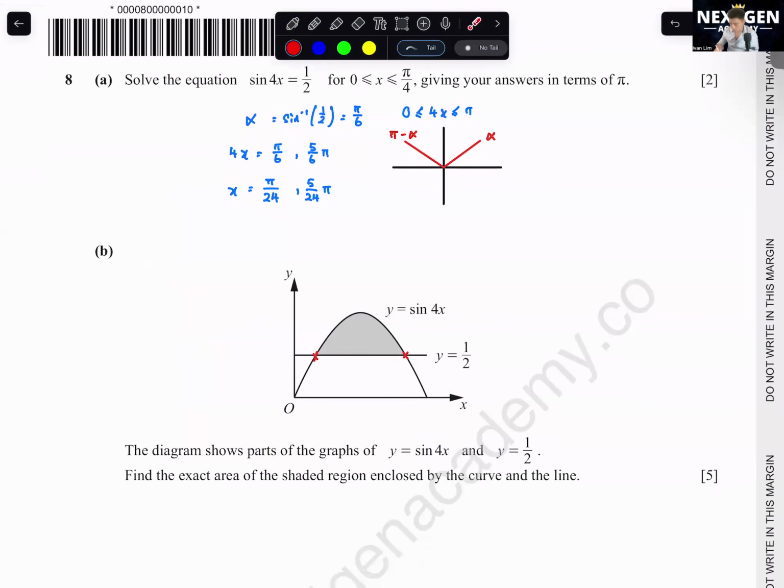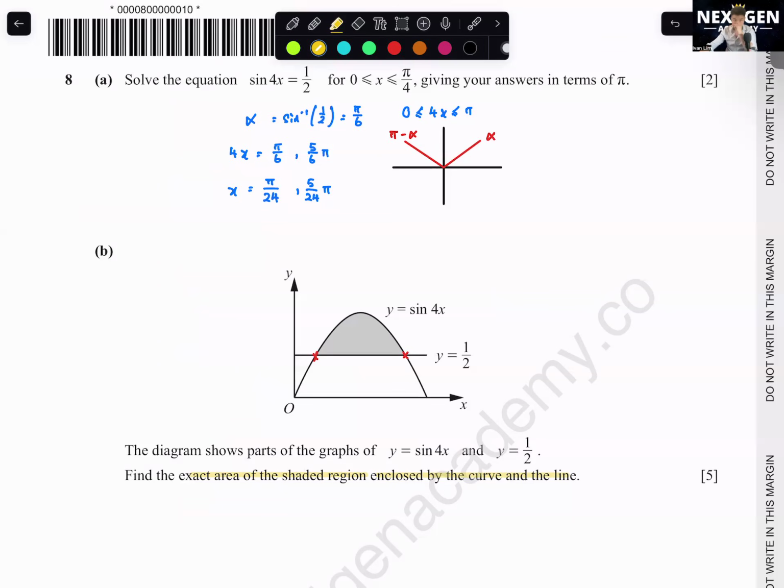Okay, question B. The diagram shows part of the graph y equals sine 4x and y equals 1 over 2. Find the exact area of the shaded region enclosed by the curve and the line. Exact area, so we will most likely leave it in terms of pi. But how do we find the enclosed area? This is going to your topic of integration, the very last part in your textbook for integration.